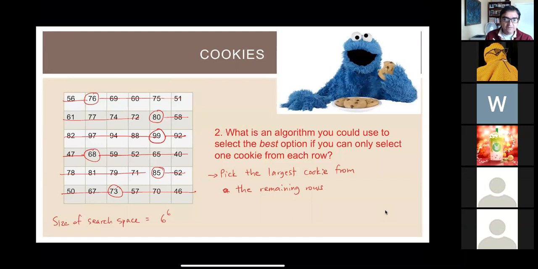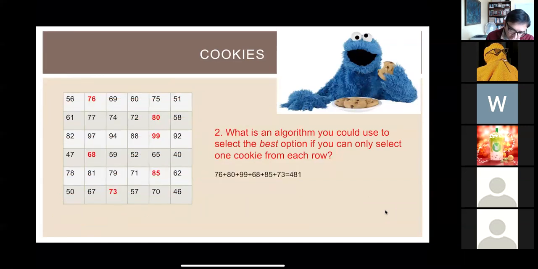Okay, so is everybody satisfied with what the problem is, what the size of the search space is, and what the algorithm is going to be? And it's a greedy strategy. And if we do that, we get this much cookie, 481.